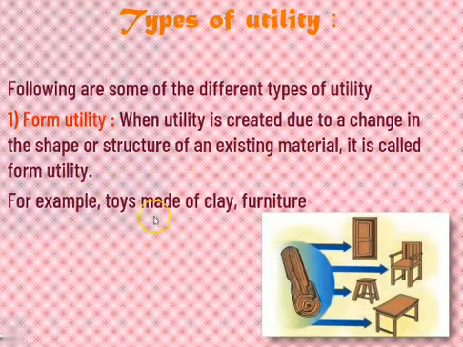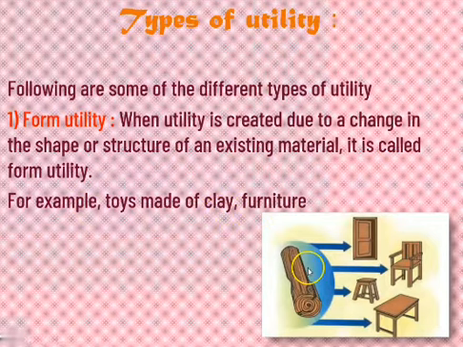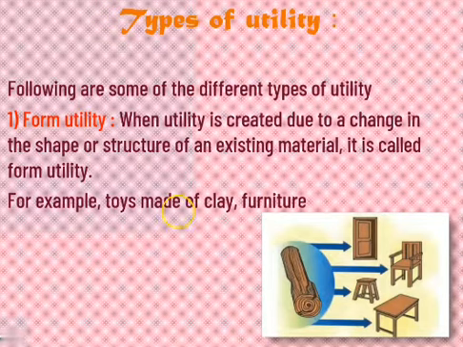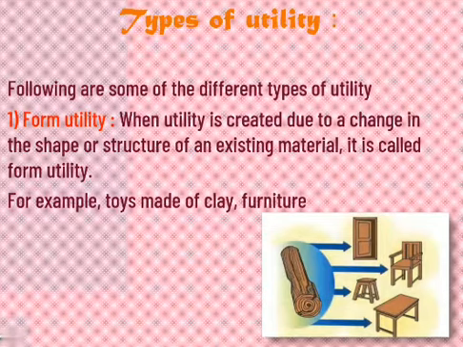For example, toys made of clay, furniture. Here we can see in this picture an example of furniture. When kids are small, they use clay and make different types of toys, whatever they like. From the clay they are just changing the shape and structure into different types of toys. That is called form utility.